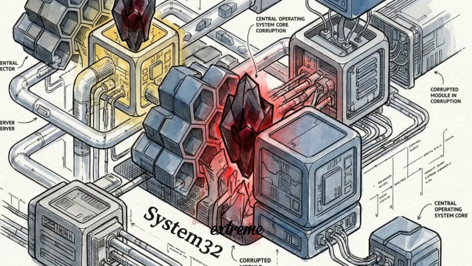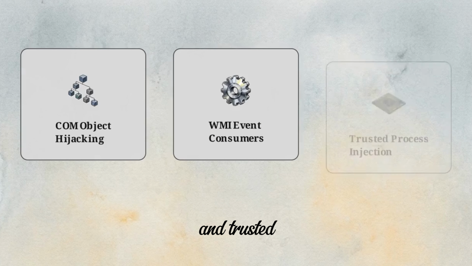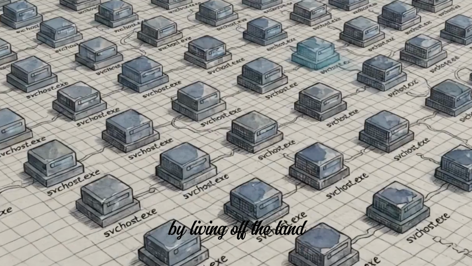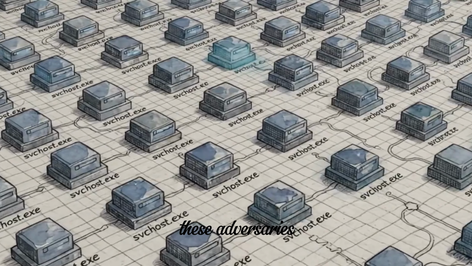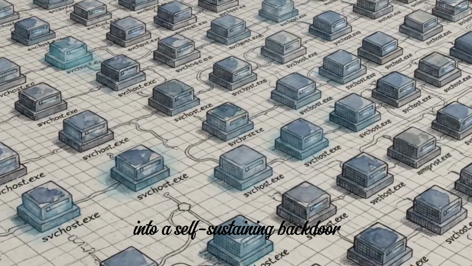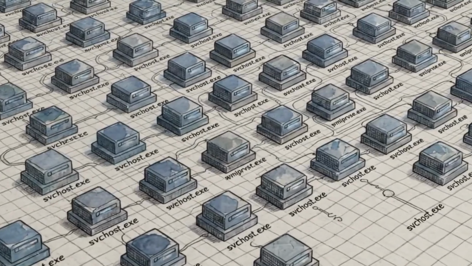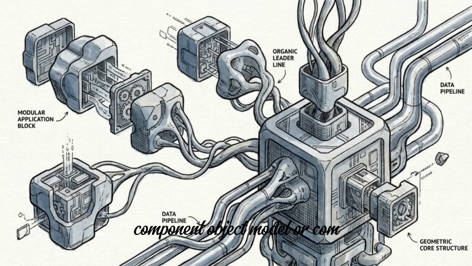They achieve extreme stealth by hiding within the native subsystems that Windows relies on every single day: COM object hijacking, WMI event consumers, and trusted process injection. By living off the land, these adversaries turn standard system operations into a self-sustaining backdoor that remains invisible to traditional file system monitors.